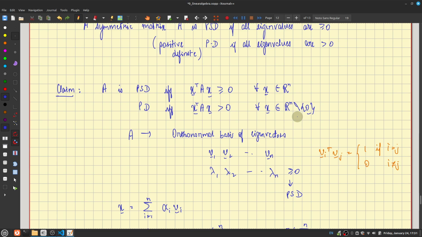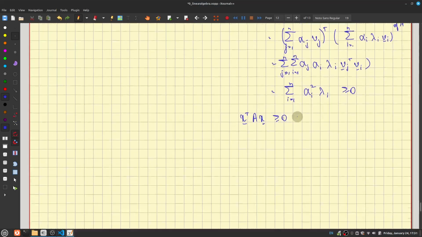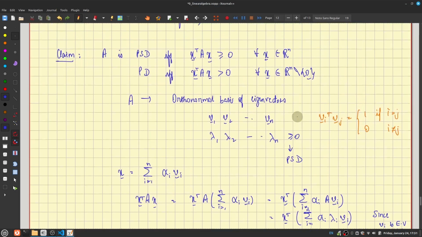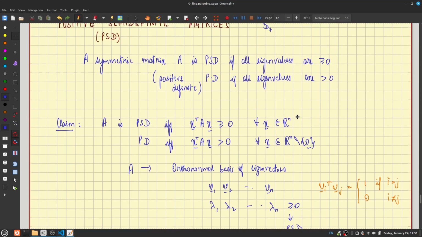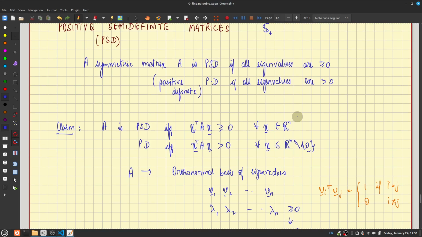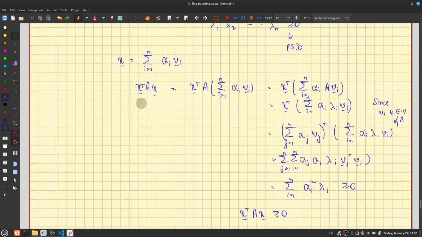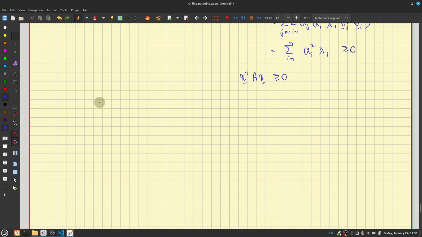All right. So that's useful, and you can also prove the other way around: that if you take a symmetric matrix A and x transpose Ax is greater than or equal to 0 for all x, then the matrix must be positive semi-definite. It's in fact easier to do than this, but I leave it as homework.